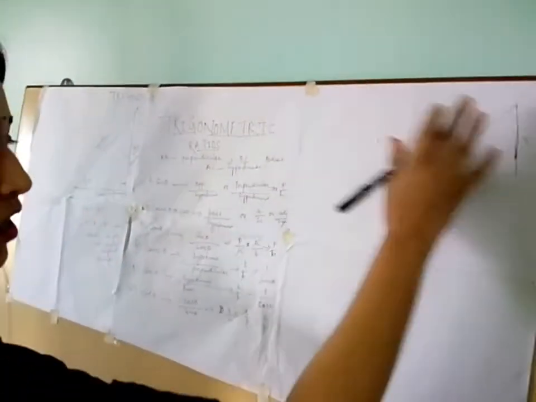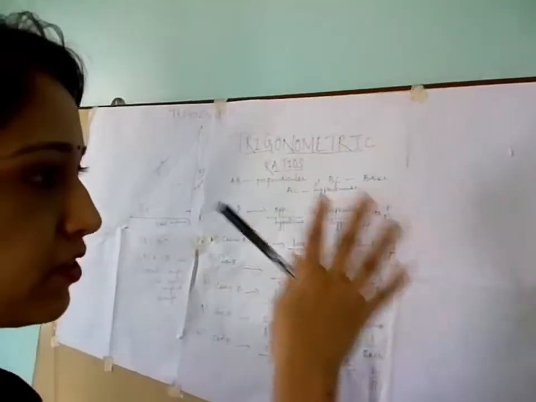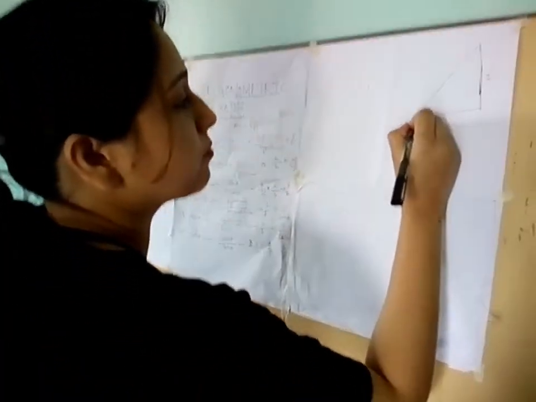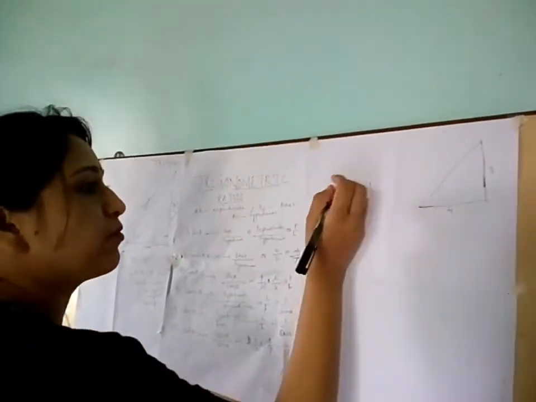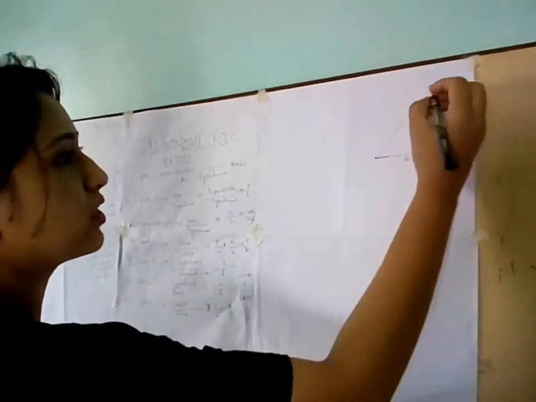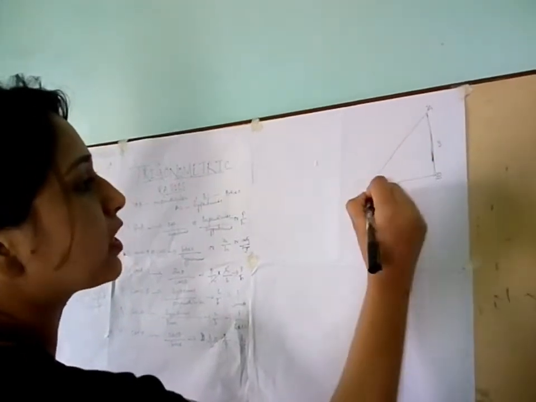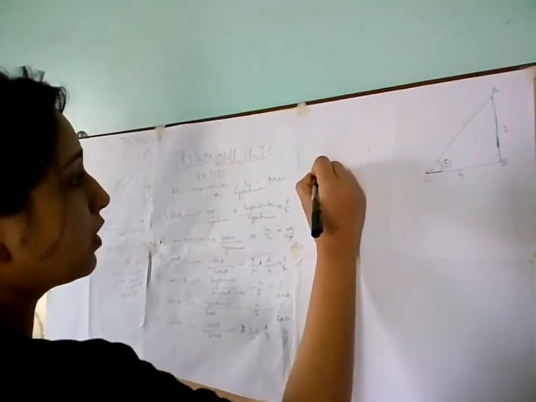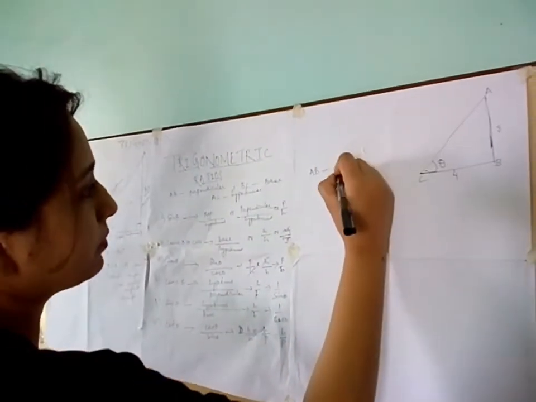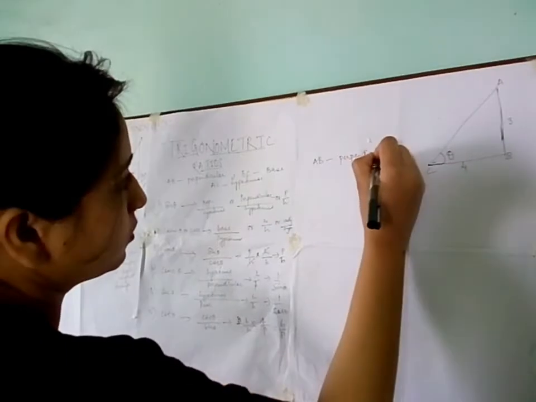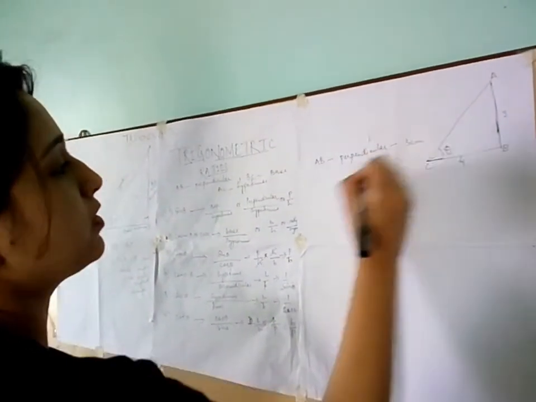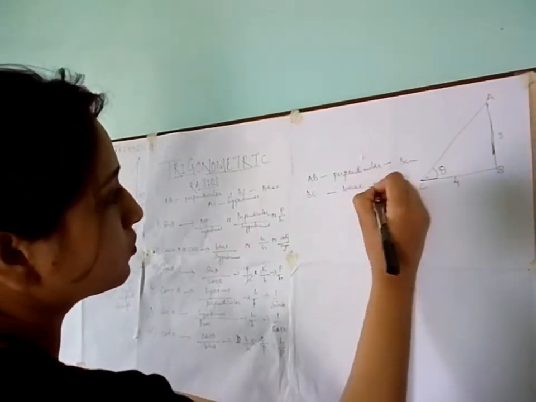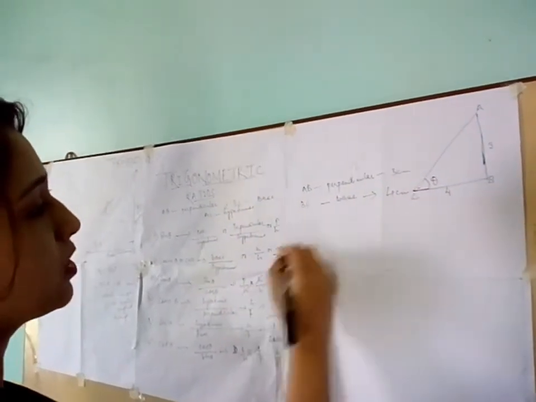Now for the trigonometric ratio, here I have written one sum. I am going to solve this trigonometric ratio. Here I am taking triangle ABC with a right angle, theta angle at BC. AB is our perpendicular whose measurement is 3 centimeter. BC is our base whose measurement is 4 centimeter.